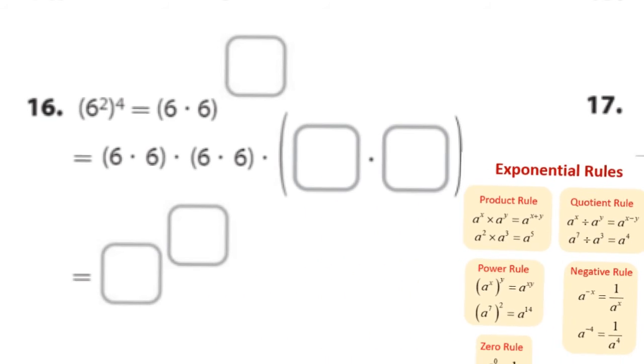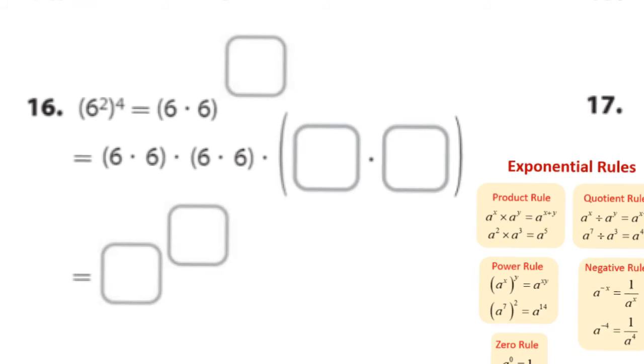Okay, 16 looks like it needs some more space. Okay, so let's see. On 16, they have 6 to the second and 4 on the outside. So what do you do if you have these two? If you have two powers and one base, that's your power rule. So what happens is you multiply them. But they want you to do all these steps. So let's fill their steps in. So I have 6 squared, and there are my two 6's for 6 squared. But this power hasn't been used. So that power is going to remain 4.